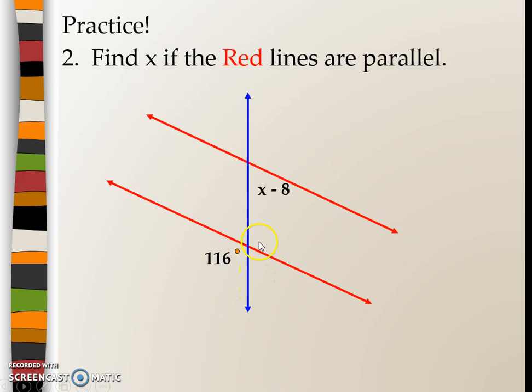Practice number 2, find x if the red lines are parallel. So these two red lines are parallel, and you're going to find x. This angle is x minus 8, and this angle is 116. So I need you to look at the theorems that we just talked about and see if you can figure out the number for x.